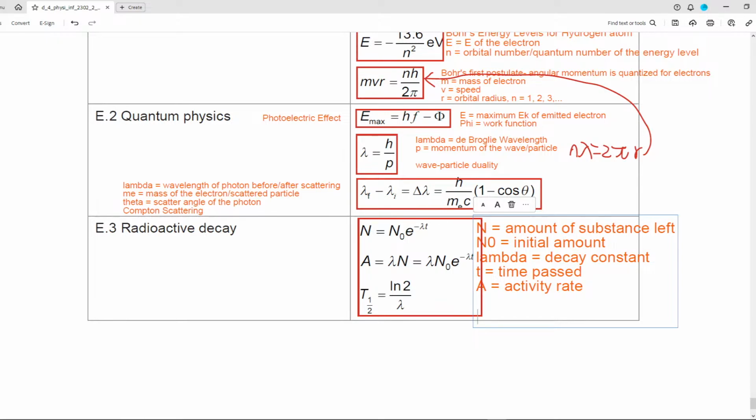The last one is half-life. Usually we don't give you a decay constant. Usually things are measured in half-life because half-life is easier to measure. So if we give you half-life instead, then we can just take the ln of 2 divided by the decay constant to get half-life. T1/2 is called half-life.